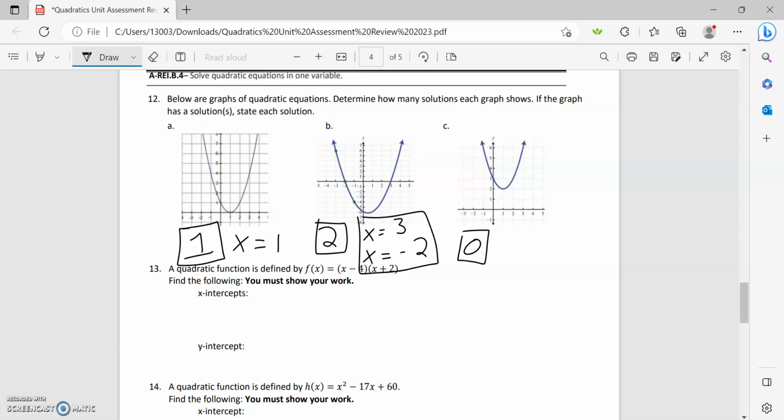So hopefully that is at least clear as mud. But again, going back to determining how many solutions, it really comes down to how many times the graph touches or crosses the x-axis. That number correlates directly to the number of solutions.